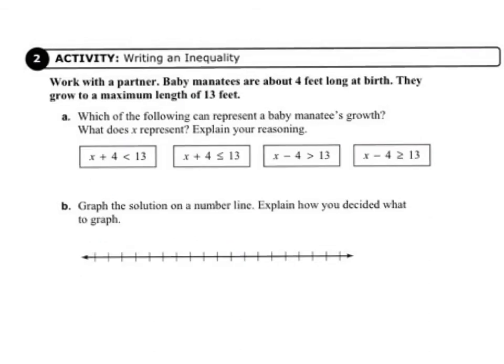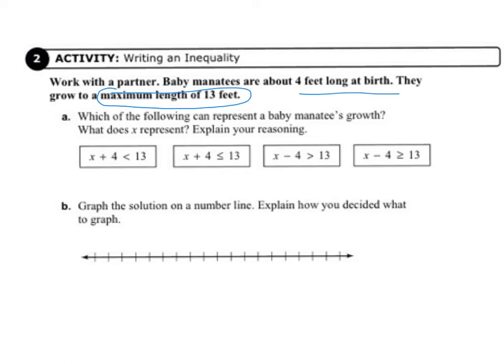Moving on to activity 2, it says baby manatees are about 4 feet long at birth. They grow to a maximum length of 13 feet. So they can be 13 feet, but not more than 13 feet. So it says, which of the following can represent a baby manatee's growth? What does X represent? And explain our reasoning.